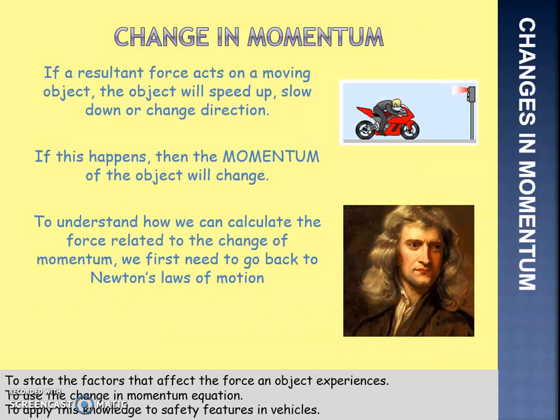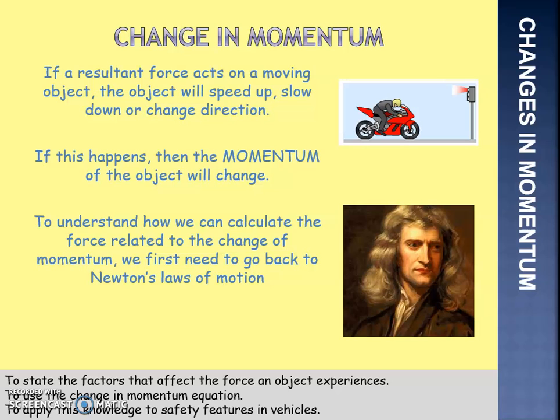Okay, so what happens when we change momentum? If a resultant force acts on a moving object, the object will do 3 things. It will either speed up, slow down, or change direction. If we've changed any of those 3 things, the momentum of the object will change, because momentum is due to the velocity of an object. If we speed something up, if we slow something down, we're changing its velocity. Velocity changes, momentum changes. Now, as this is physics, we can calculate the force that would be experienced, or the force that's needed to change that momentum.